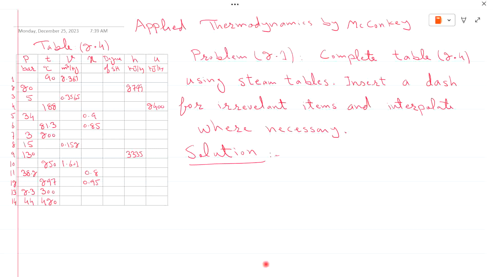Welcome to Applied Thermodynamics by Mekanki with Dr. Abid Hussain. In the current lecture, we are solving problem 2.1. Problem 2.1 is: complete Table 2.4 using steam tables. This is Table 2.4 and there are 14 rows in this table. In each row, two values are given and 5 are required.